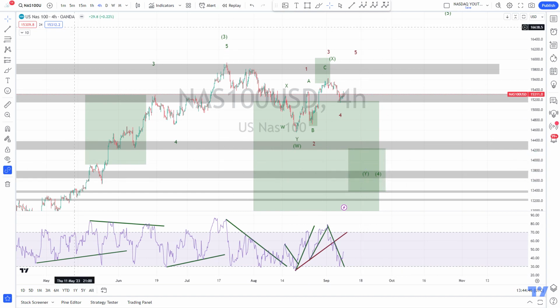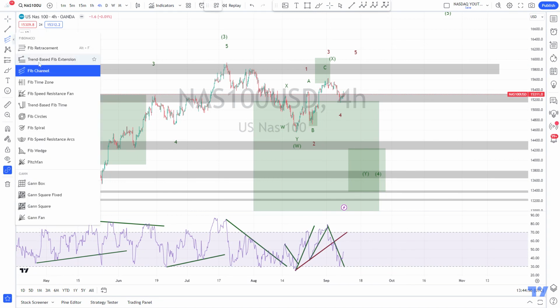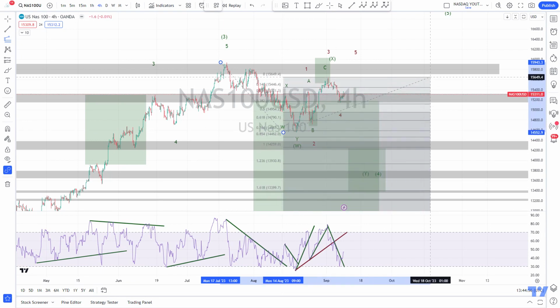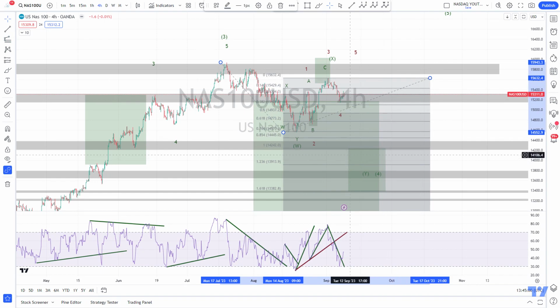or wave Y area. So if we take the length here of our wave W, the length of our wave X, then this here becomes the target between the 1 and the 1.618 FIB extension. So this is the area where we should go. However, it is actually enough to take out this low here.